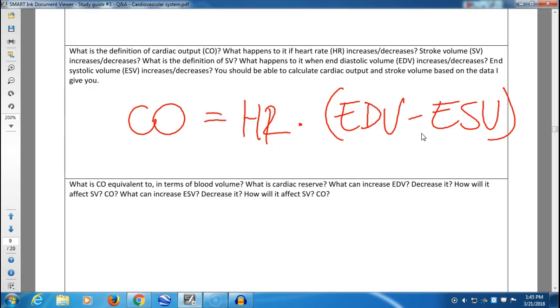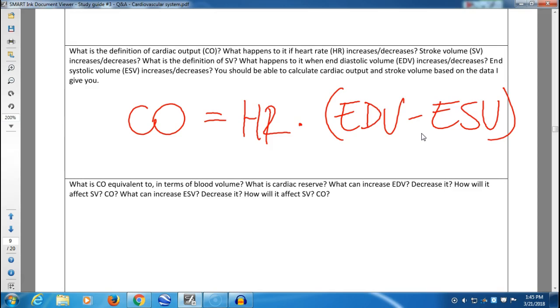Now, let's play with this equation. What can change heart rate? What types of stimulation? Sympathetic versus parasympathetic. If you increase heart rate, what happens to cardiac output? Increases. Decrease it? Decrease. Now, to make it very clear, either now or in the exam, when I have a question, if you increase or decrease something, the presumption is that everything else remains the same. Does that make sense?